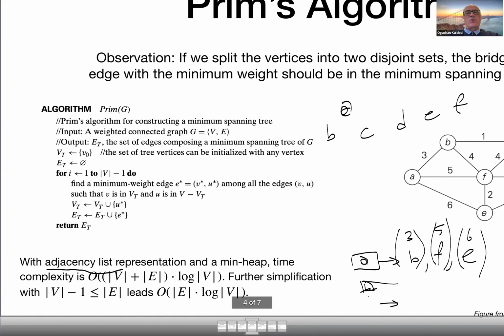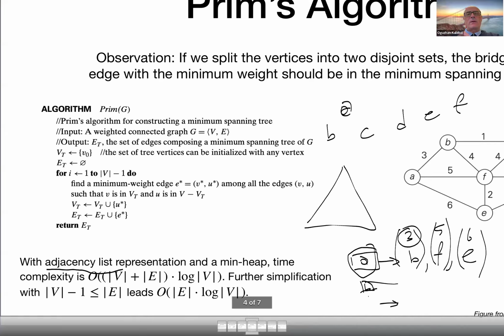And each vertex should have a priority. And the priority is the minimum connection weight. For instance, for node A, its priority is 3, right? And for node, let me say F, its priority will be 2, something like that, okay? And then you will be maintaining this heap data structure, and that's a priority queue.